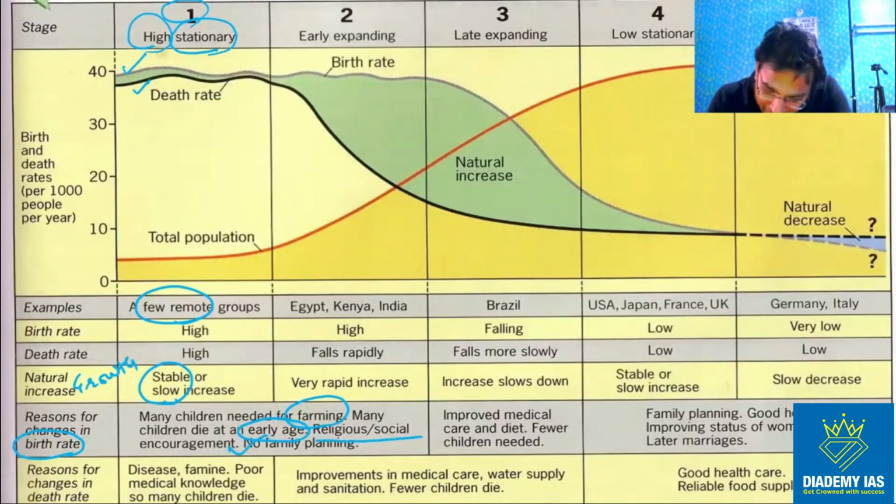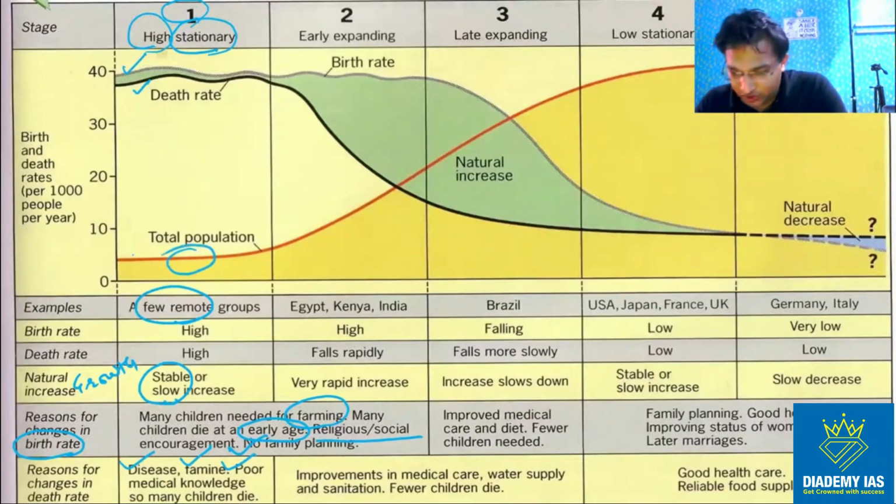What are the reasons for high death rate? High death rate क्यों होता है? Because of disease, because of famine. So they don't have proper health system. Famines होते रहते हैं. The food resources are inadequate. Poor medical knowledge. Because of this, there are high death rate. ठीक है? So there is high death rate, high birth rate, and the population growth is very low. So this indicates the total population. So total population also remains low.